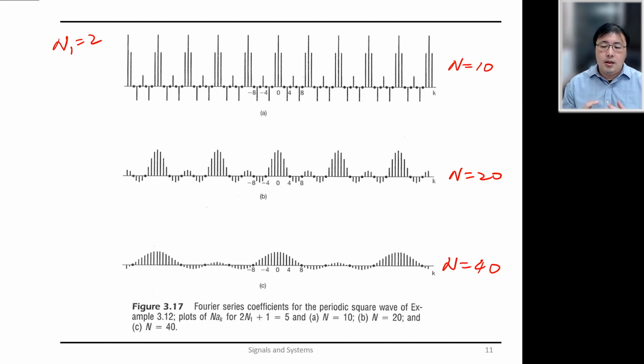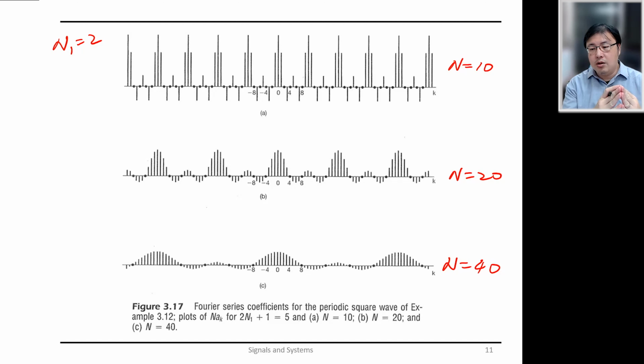Right. Now, if you recall, in continuous time, there was a lot of argument between mathematicians about whether or not you can use a Fourier series representation, basically a linear combination of complex exponentials, to represent a discontinuous signal like the periodic square wave.